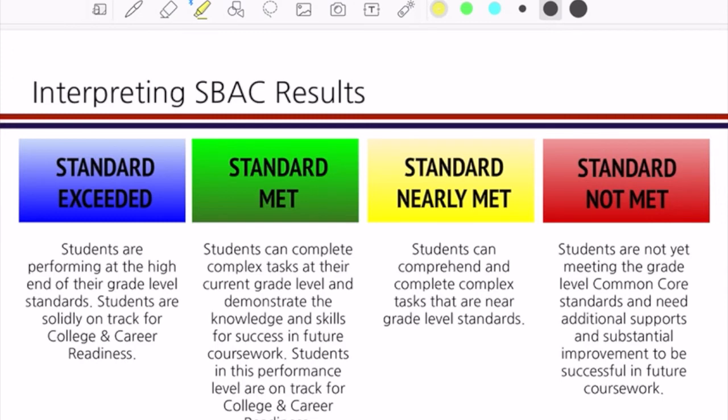Looking at the 4 different categories, so you can exceed the standard, you can meet the standard, you can almost or nearly meet the standard, or you cannot meet the standard. And so let's look at the descriptors to see how those are different.